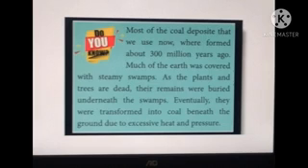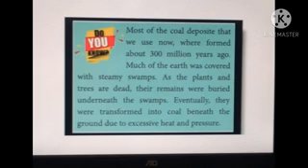Most of the coal deposits that we use now were formed about 300 million years ago. Much of the earth was covered with steamy swamps. As the plants and trees died, their remains were buried underneath the swamps. Eventually, they were transformed into coal beneath the ground due to excessive heat and pressure.